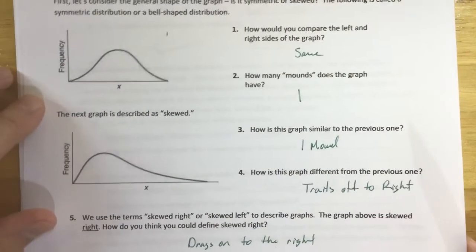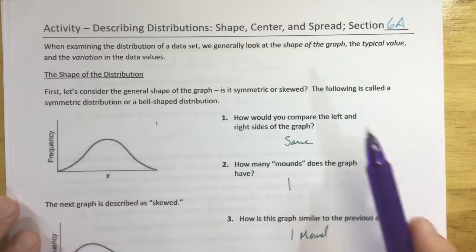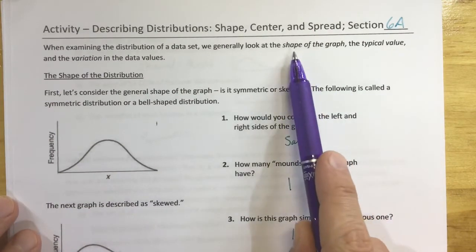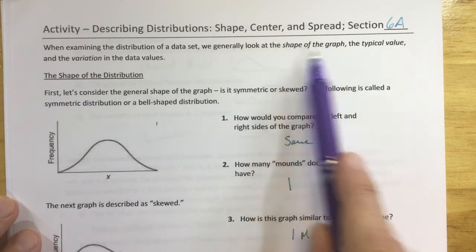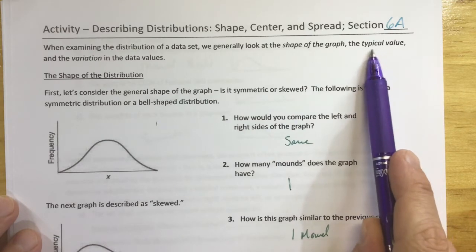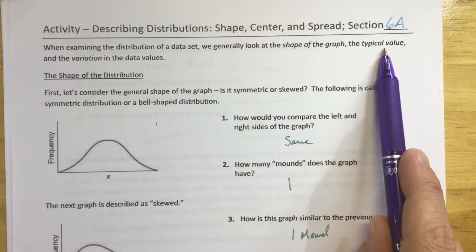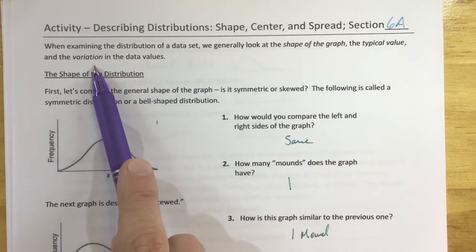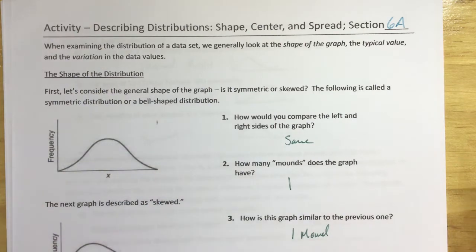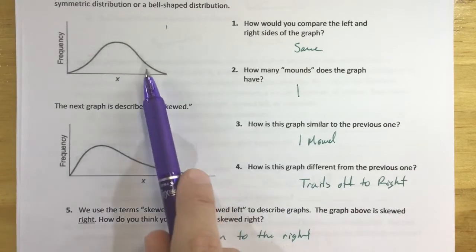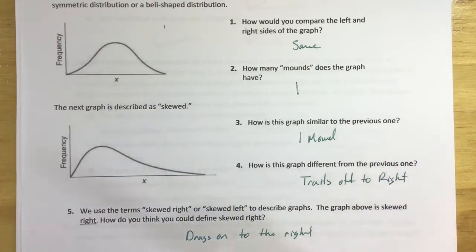All right, these two pictures, let me go back up to the top. The big three things that we're going to look at are going to be the shape, the typical value, that's like the best representative of the data that we get, and the variation, which is like a spread, how wide does the graph go. These two pictures are very common for what we'll run into with these distribution type graphs.